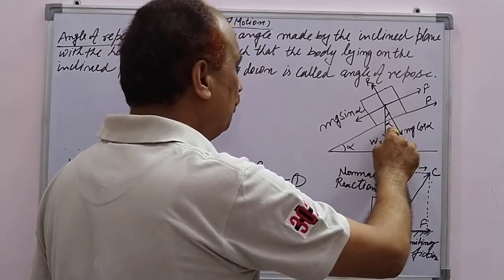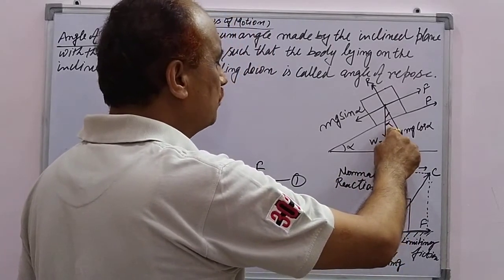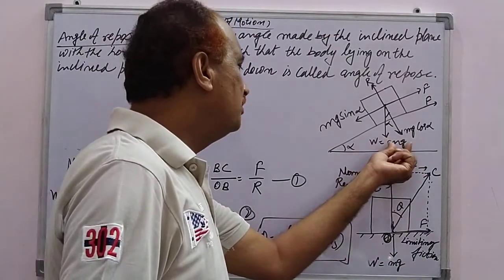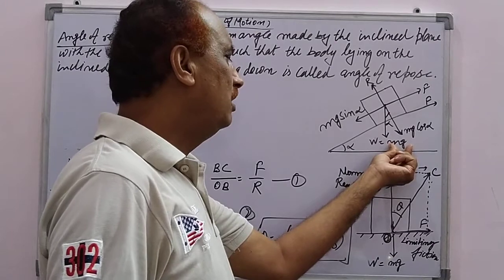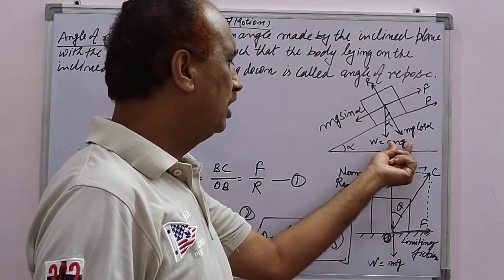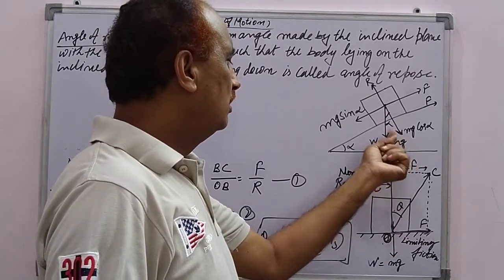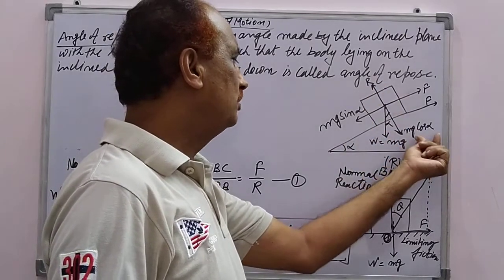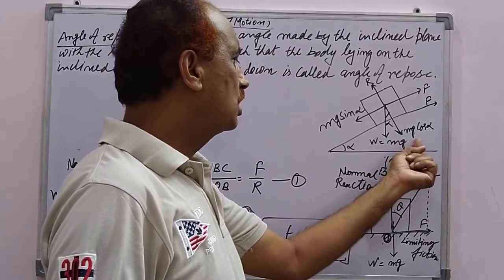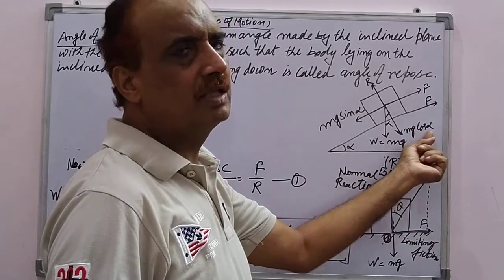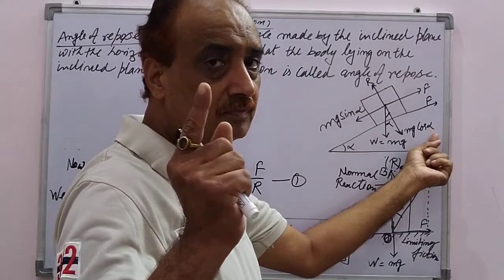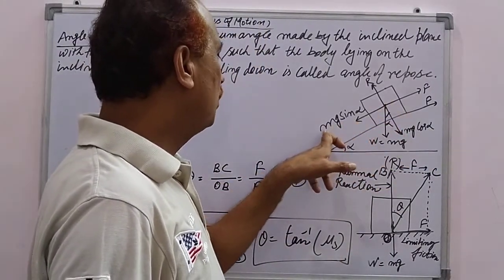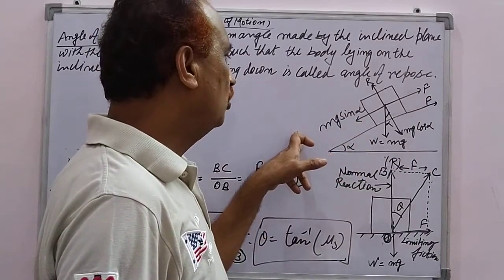We write the vector mg in terms of its rectangular components. It makes an angle alpha in the direction opposite to the normal reaction R, so one rectangular component of the weight mg is mg cos alpha, and the other is mg sin alpha, acting in the downward direction along the plane.